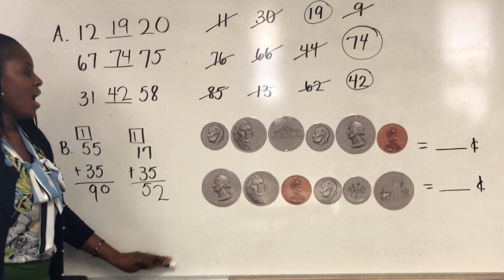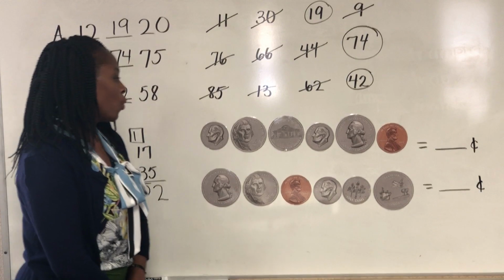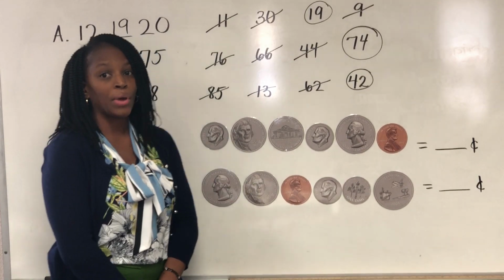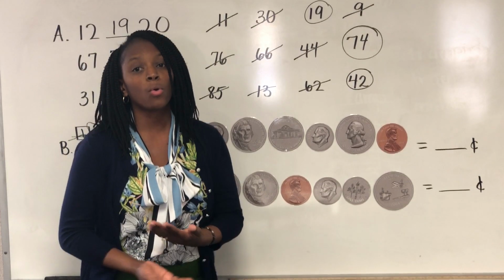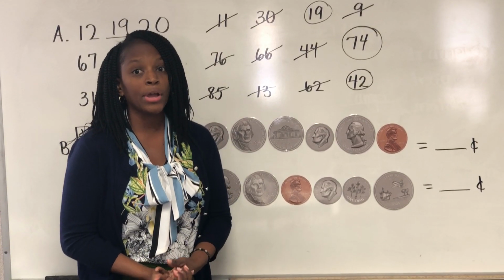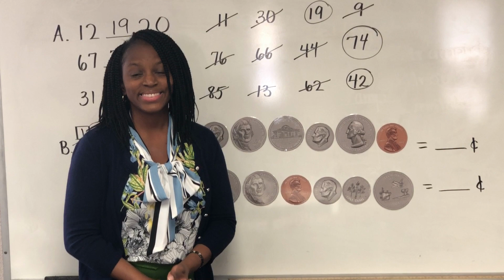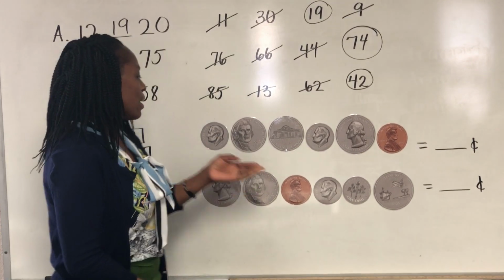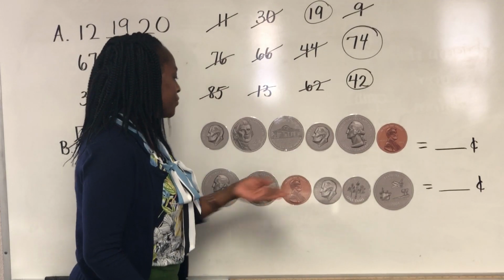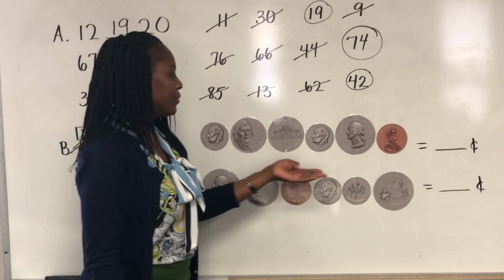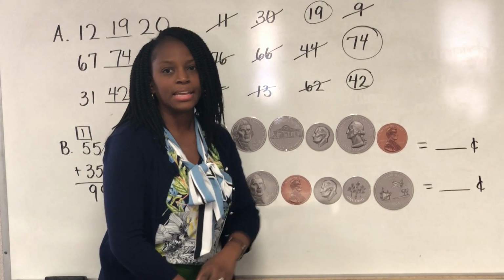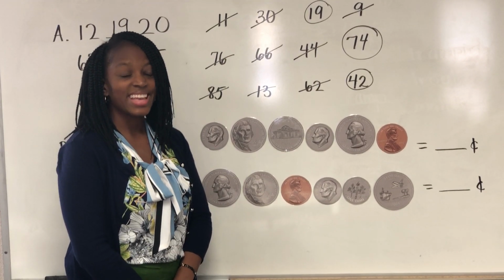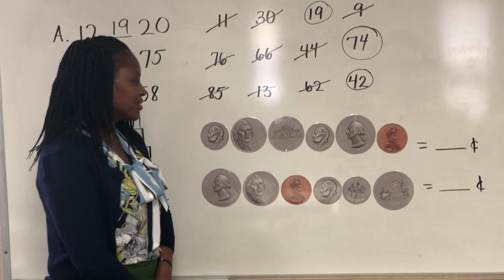All right, boys and girls, let's take a look at our coins over here. We're going to count our first row of coins. But before we can count our coins, which coin should we start with? We should start with the greatest value coin. Now, which one is the greatest value? The dime, the nickel, the quarter, or the penny? Which one is the greatest value? The quarter is the greatest value.